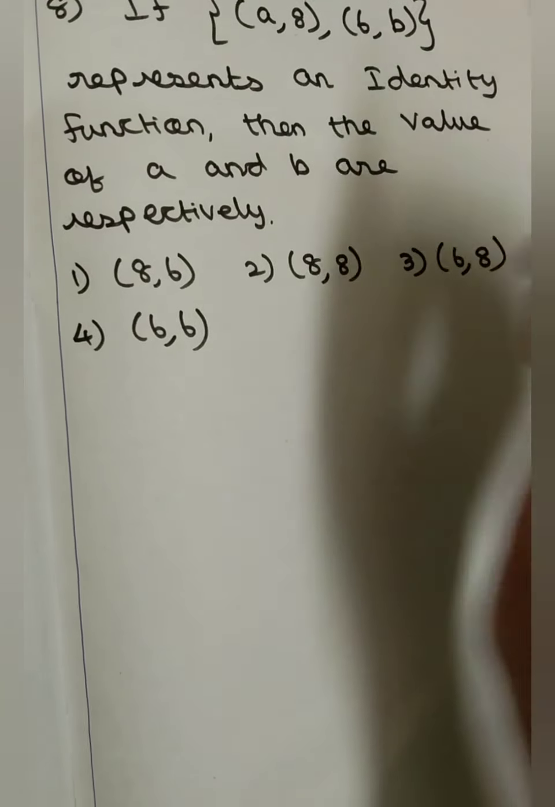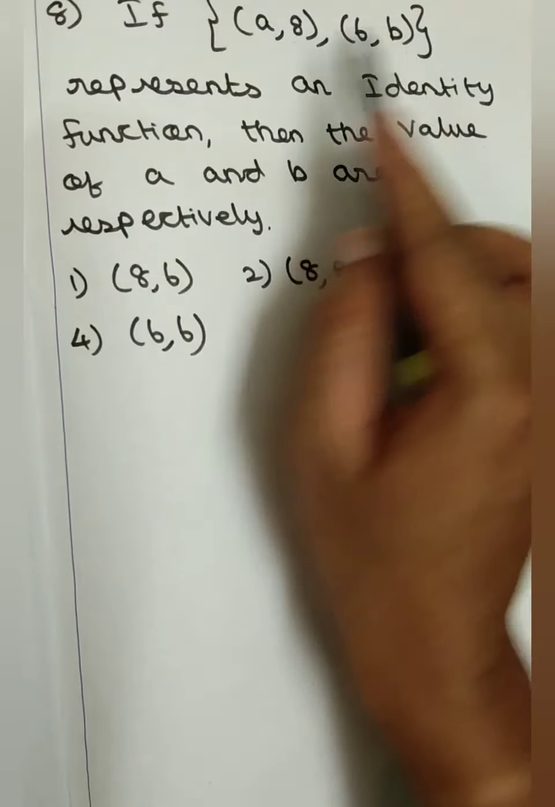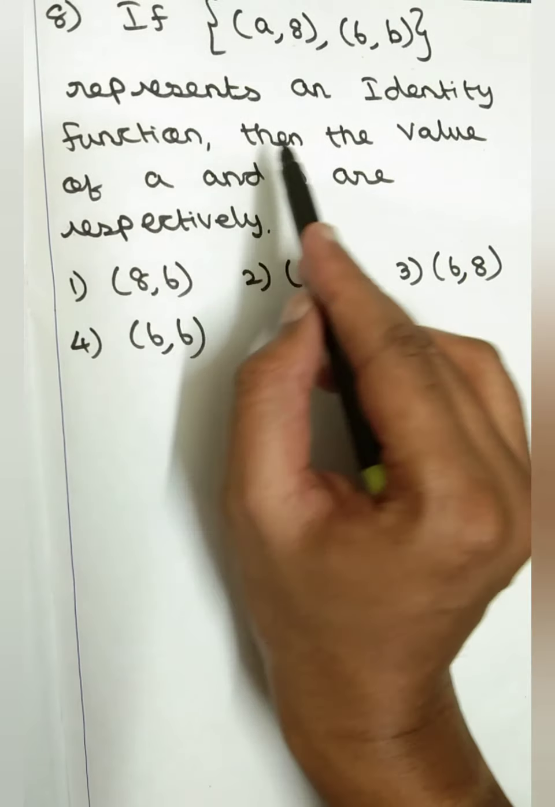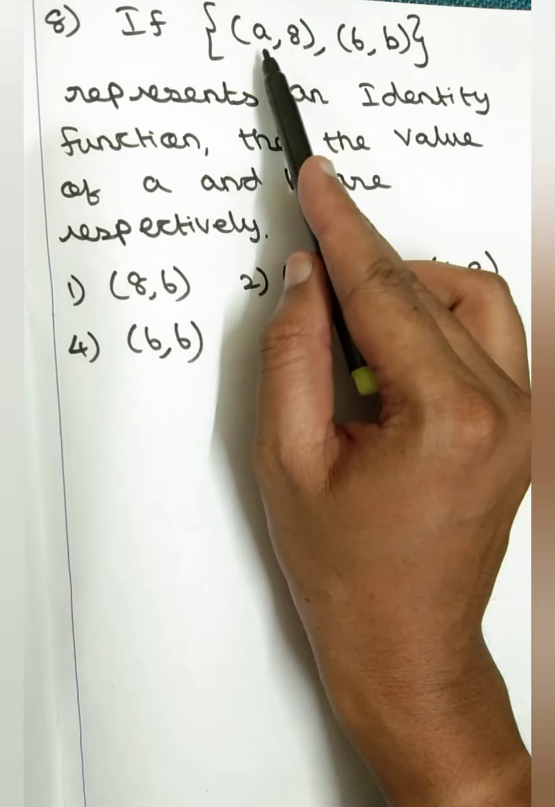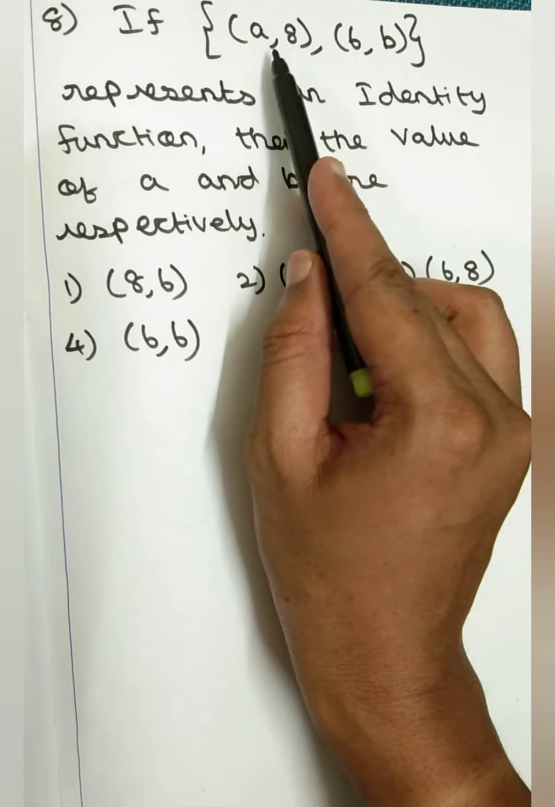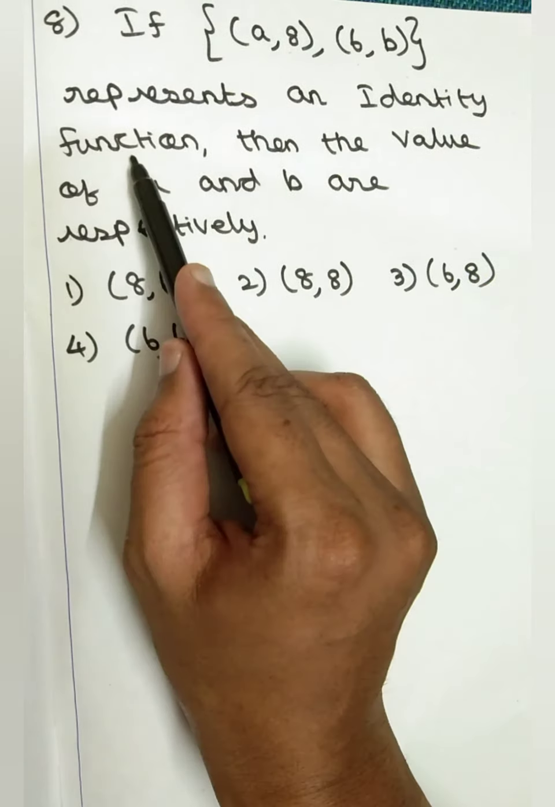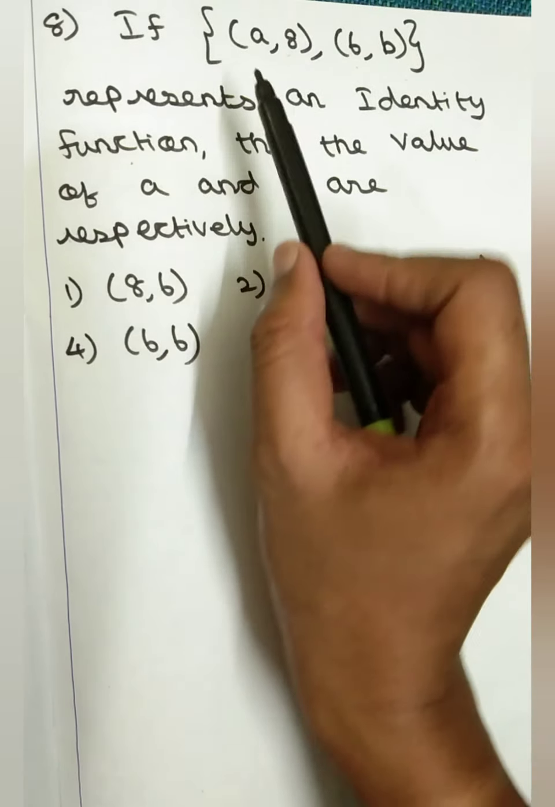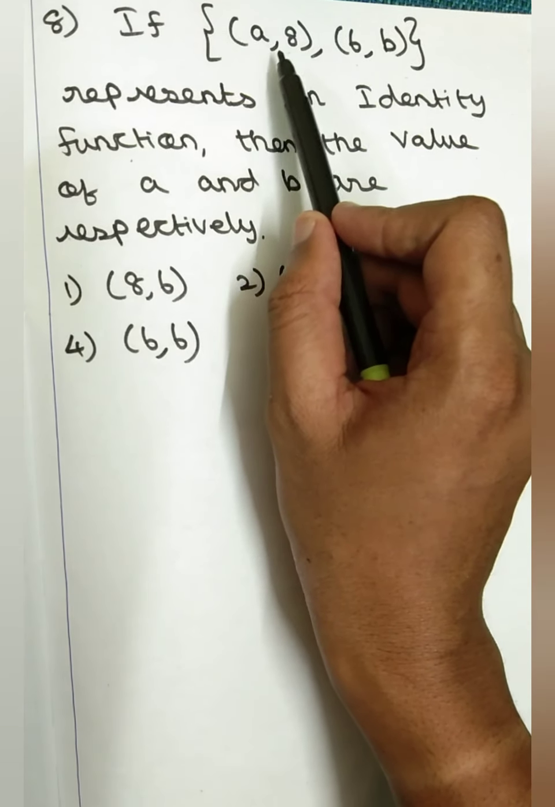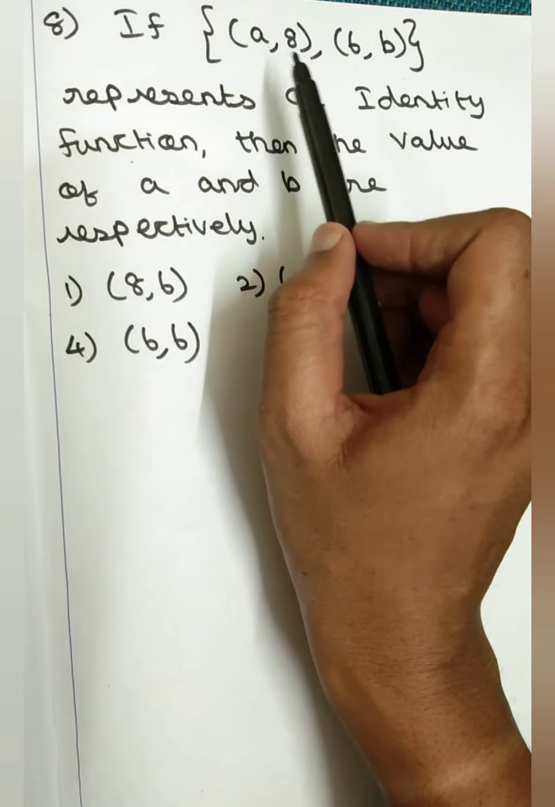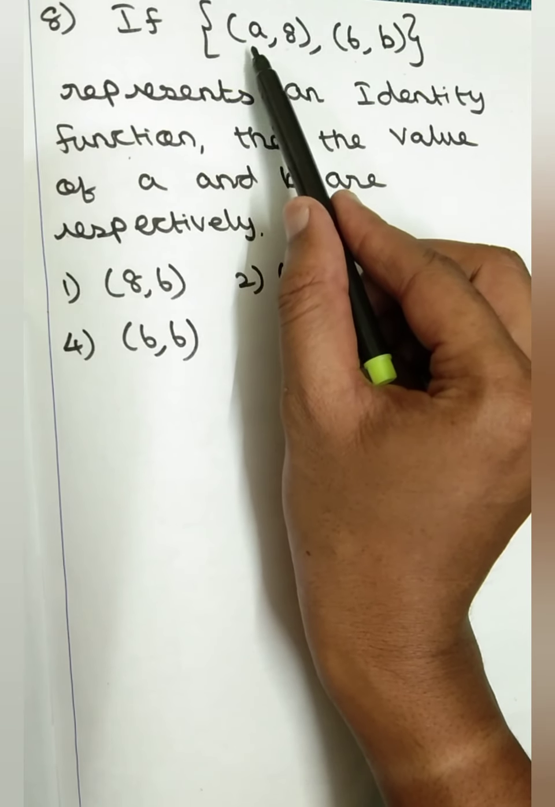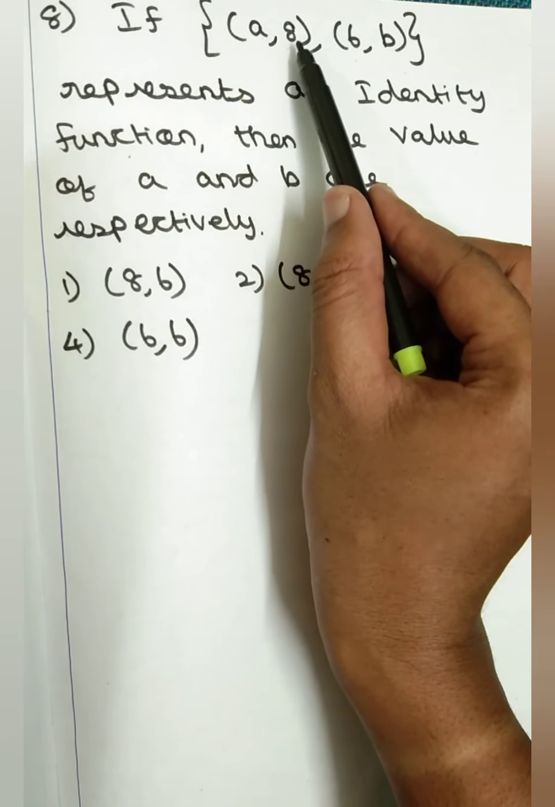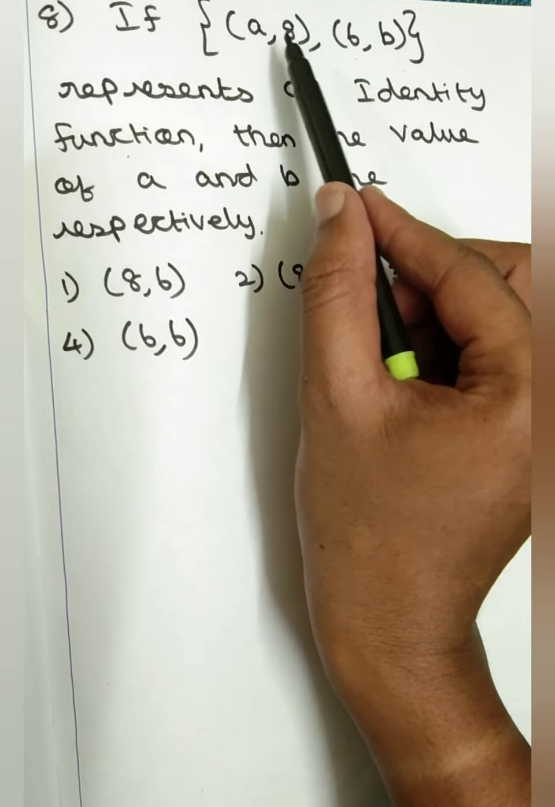Eighth question. If (a, 8), (6, b) represents an identity function, then the values of a and b are respectively. We want to find the value of a and b. They had given these two ordered pairs represent an identity function. So identity function means the x ordinate and y ordinate should be equal. Otherwise we can tell the domain should be equal to the codomain. The domain is the first element and codomain is the second element. Both domain and codomain should be equal.